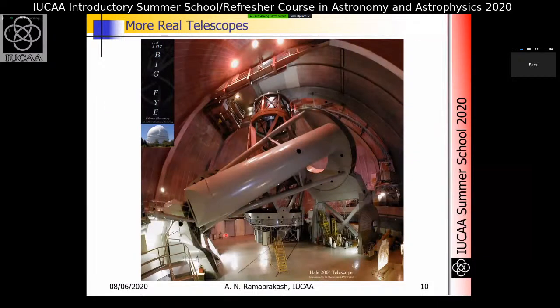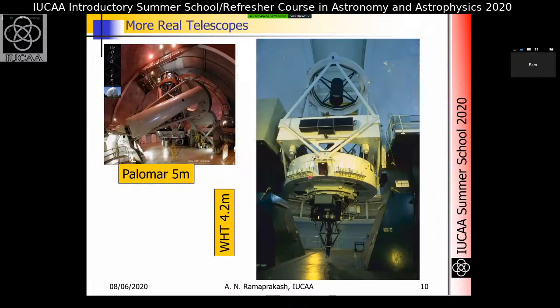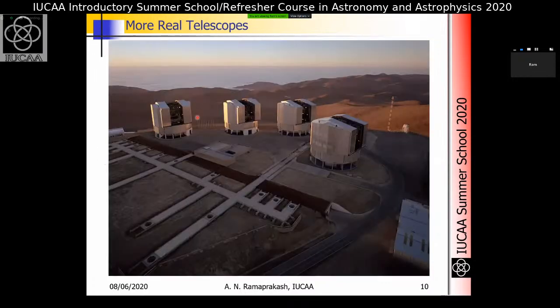This is another marvel of a telescope, 5 meters in diameter, the 200-inch telescope at Mount Palomar. You can see this height is roughly one human being, or the door size is one human being size. You can see the enormity of the structure. This is the 5-meter Palomar telescope. This is the 4.2-meter William Herschel telescope in Spain. These are 4 identical telescopes in the Southern Hemisphere.